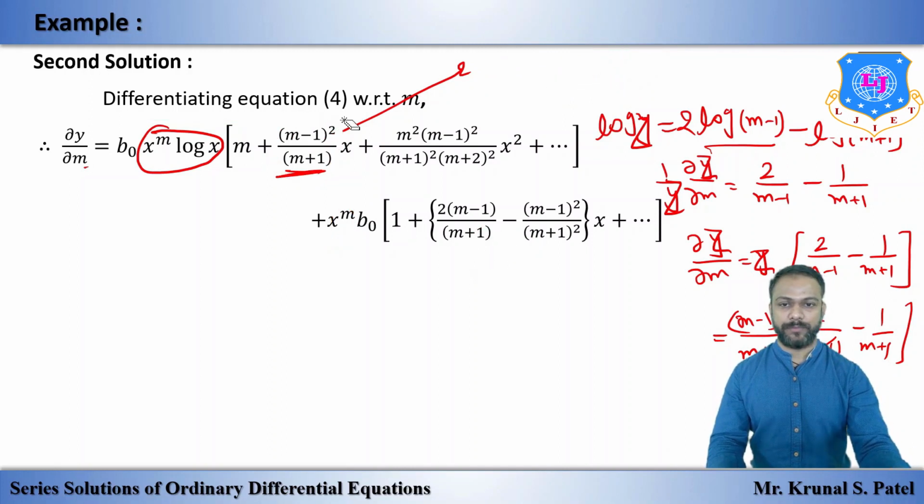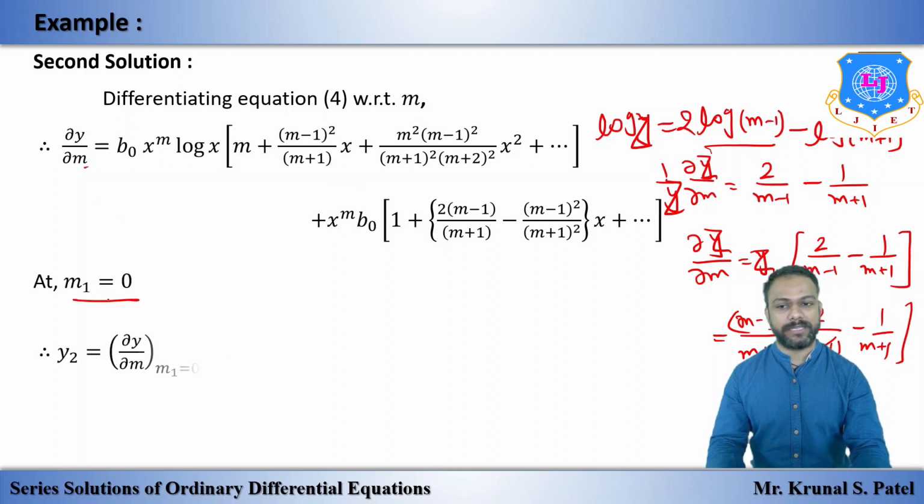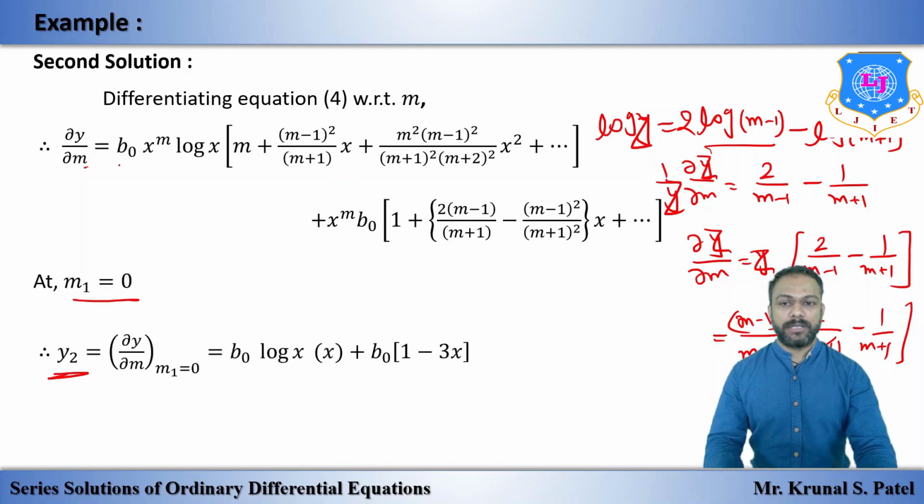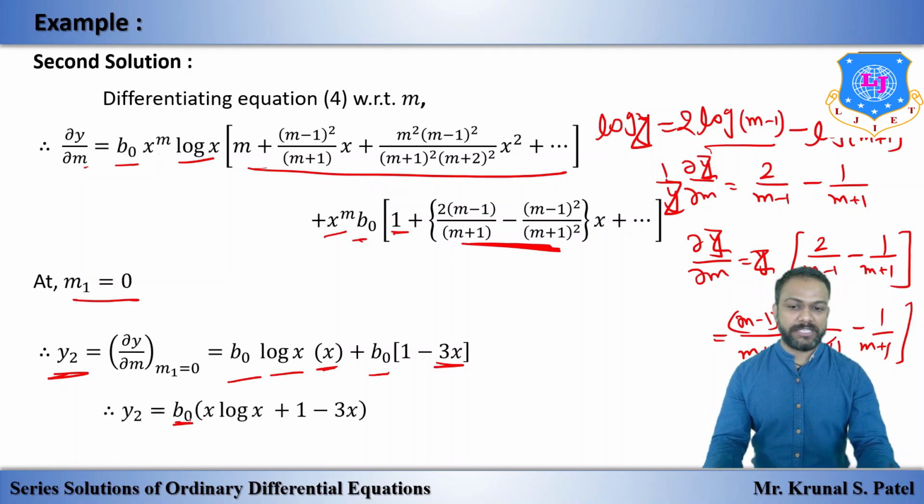So this is our del y by del m, and we will put m1 is equal to 0 in this. So we have y2 is equal to b0, x raised to 0 is 1, so log x, and we know that this will give us x because we already found it in the first solution. Now this becomes 0, so x raised to 0 becomes 1, so we have b0 and 1, and this gives us minus 3, so minus 3x. Now we can take b0 common, so we have x log x plus 1 minus 3. This is our second solution.